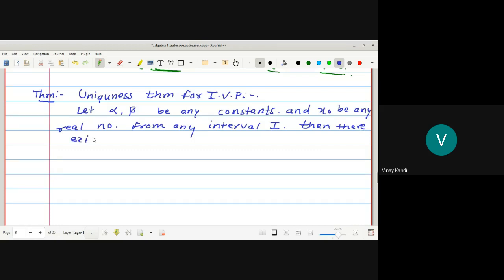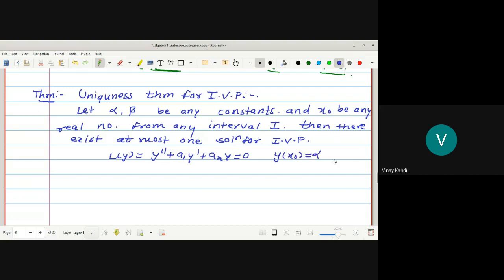at most one solution for the initial value problem L of y is equal to y double dash plus a1 y dash plus a2 y is equal to 0, and y of x naught is equal to alpha and y dash of x naught is equal to beta. So this is the initial value problem. What does the uniqueness theorem say? Let alpha and beta be any constants and x naught be any real number from any interval I, then there exists at most one solution.